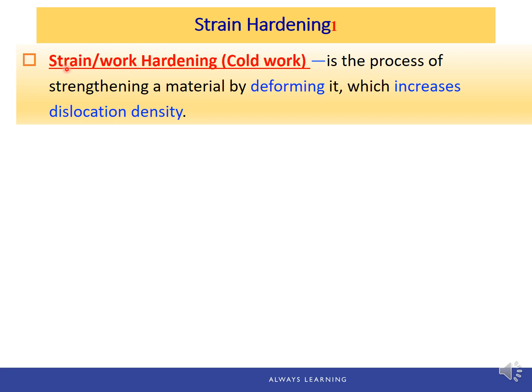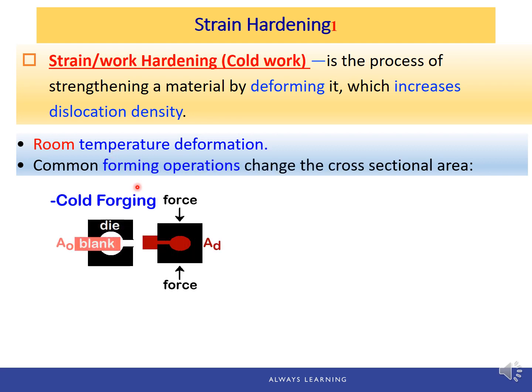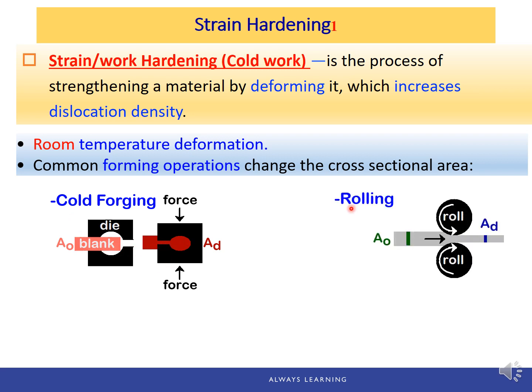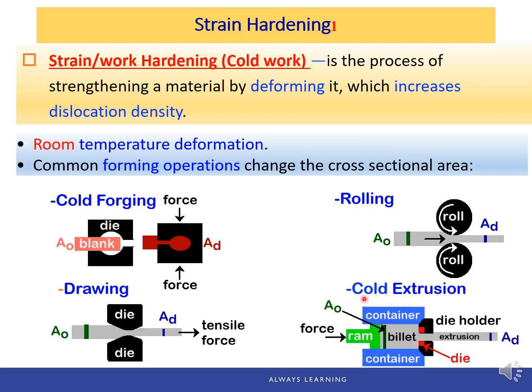The reason why strain hardening is also called cold work is because the deformation process happens at room temperature. The common forming operations include cold forging, rolling, drawing, which will decrease the cross-sectional area, and cold extrusion. All of those forming operations involve a change in the cross-sectional area from A0 to Ad.